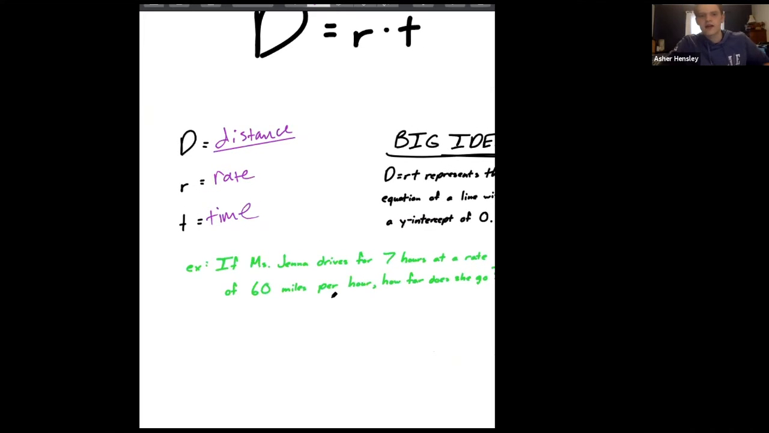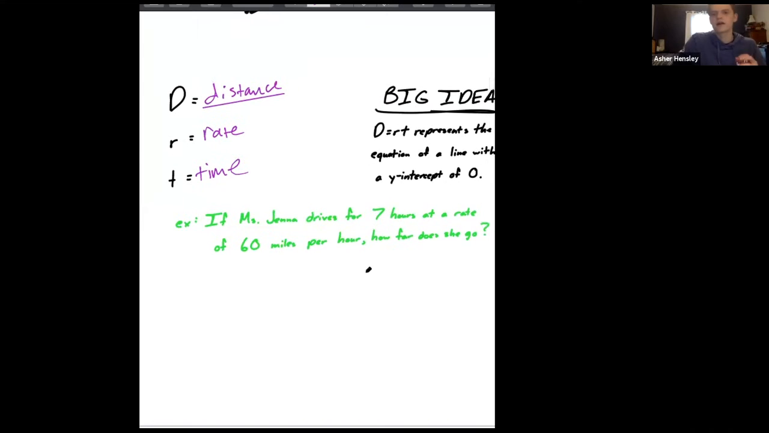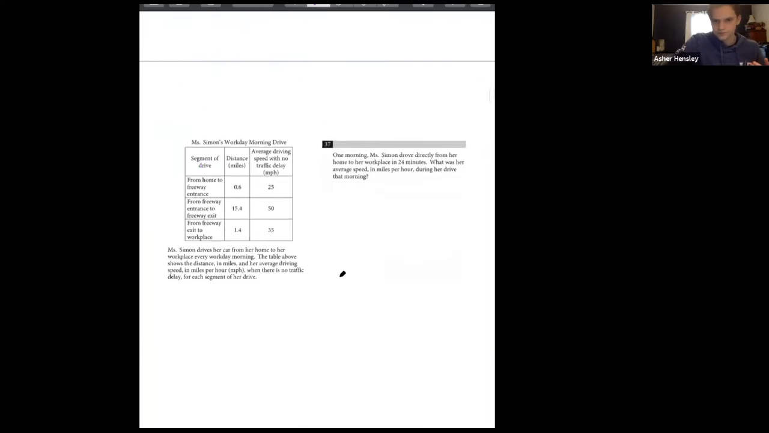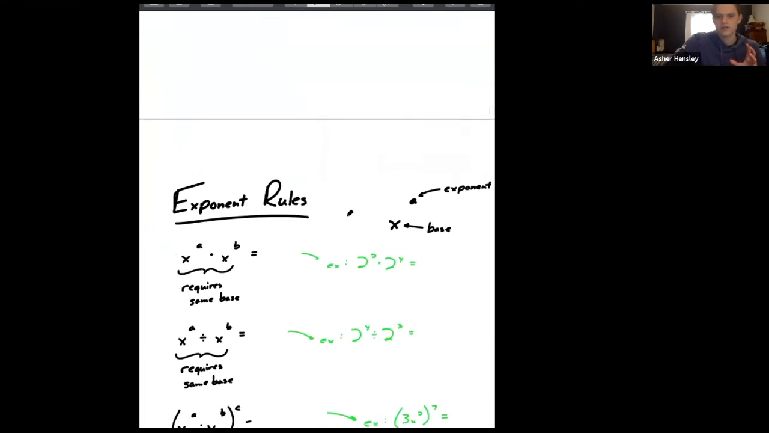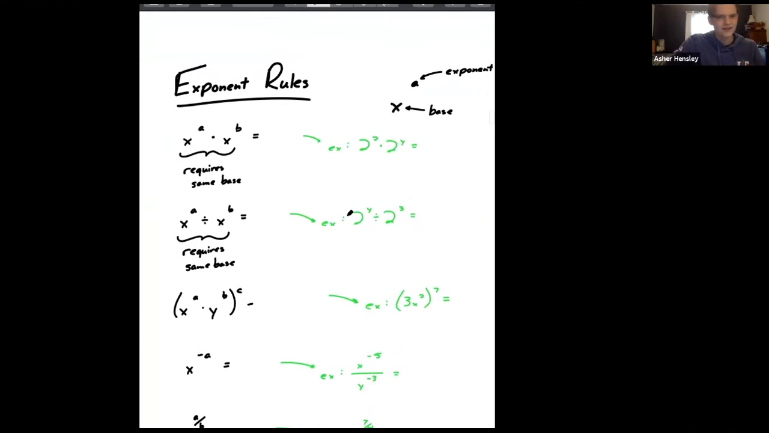So anyway, we have an actual example. We already went over this where she drives for 7 hours at a rate of 60 miles per hour, and we're asking how far she goes. Since it's d equals rt, we just plug in 60 and plug in 7 to get the distance. Then we have this complicated question that we went through. Kelvin, do you remember if we went through our exponent rules? We may have.